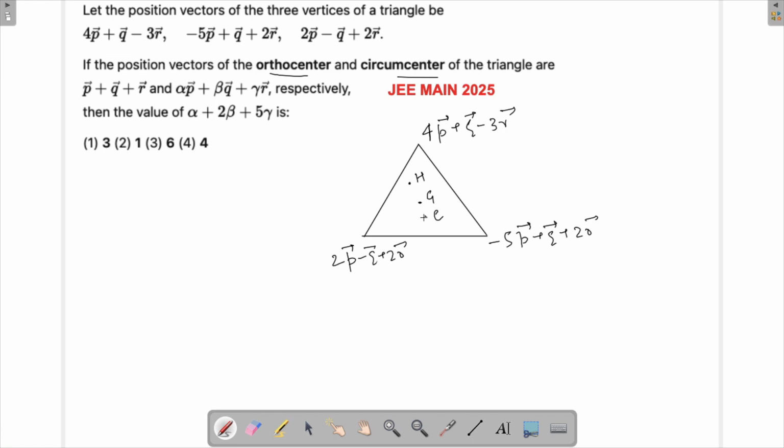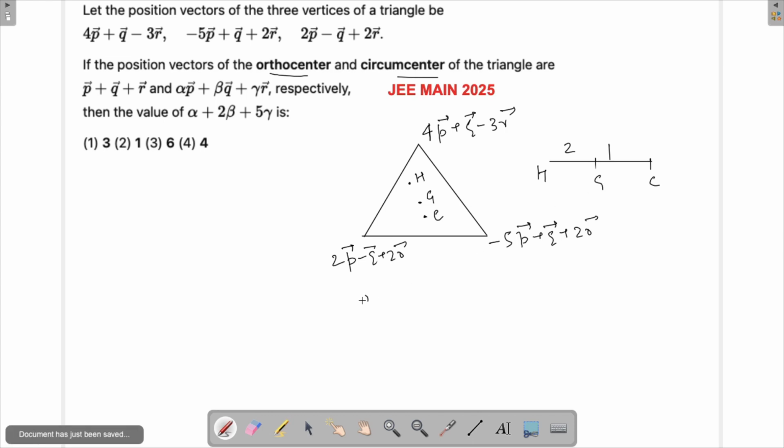And this is the property which we should always be looking for. Whenever something related to the orthocenter and circumcenter is given, we try to look at the centroid. If the centroid and orthocenter are given, we try to find the circumcenter, making use of a property which we already know. The property is that the orthocenter, centroid and circumcenter are collinear, and the centroid divides them in a 2:1 ratio.